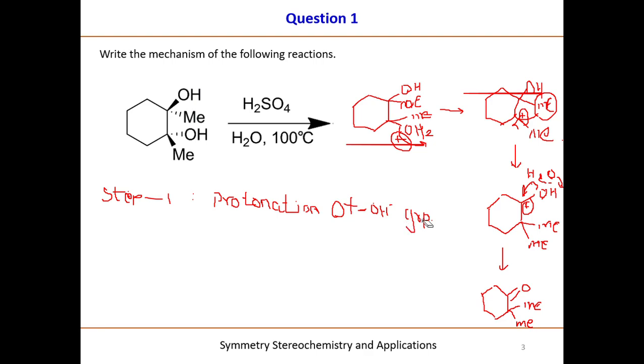Again, we have discussed all four steps. What is the first step? Protonation of the hydroxy group. The second step is the loss of an H2O molecule. Correct? The third step is the methyl migration or alkyl group migration, and the fourth step is the deprotonation step.